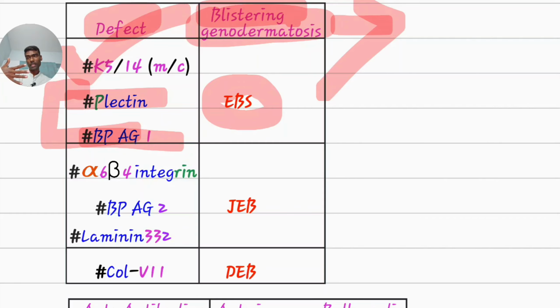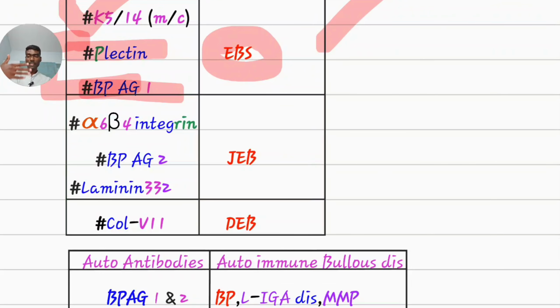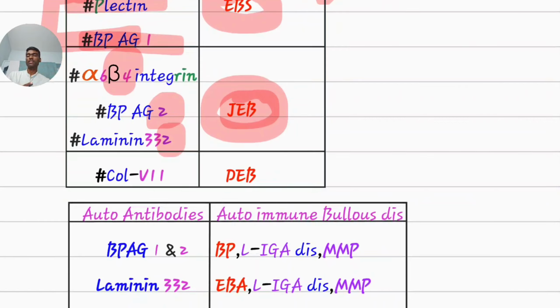Simple: simplex, superficial, three structures. Next, junctional epidermolysis bullosa. Second one. Remember, like the second numerical, which is 2: BPAG2, laminin 332. And the second alphabet is B: B for beta 4 integrin. Finish, junctional epidermolysis bullosa. Next, the deepmost structure.